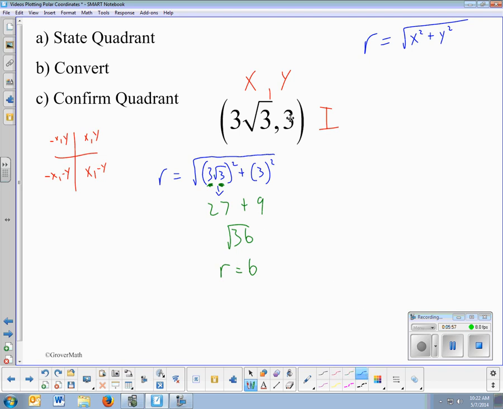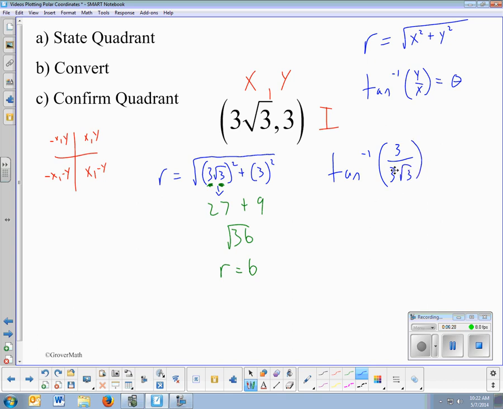Next, we get theta by using the formula of inverse tangent. So inverse tangent y over x is how we're going to get our angle theta. And this is done completely in the calculator. And so let's look at that. This would look like inverse tangent y divided by x. The y value is 3 divided by the x value of 3 rad 3.